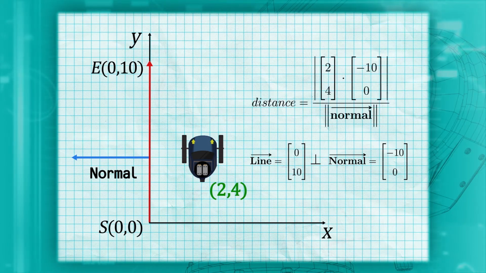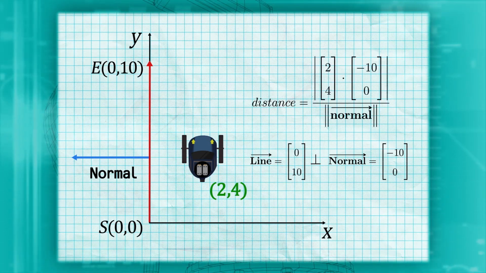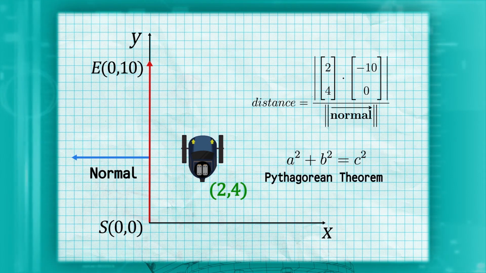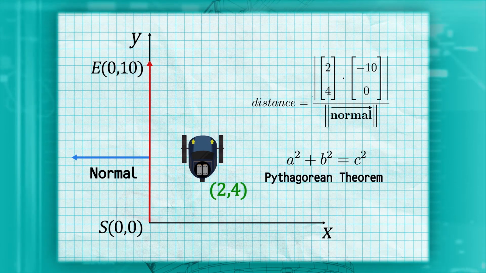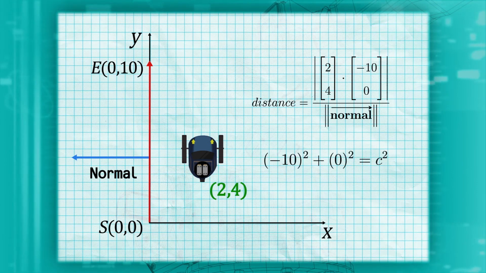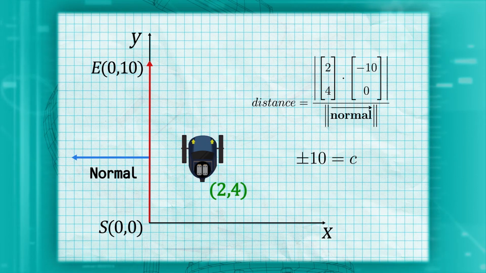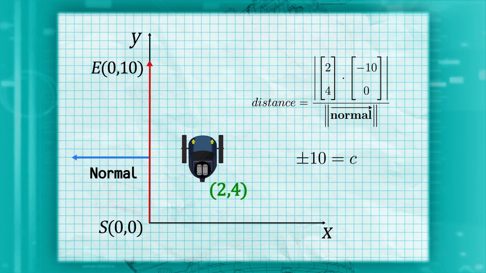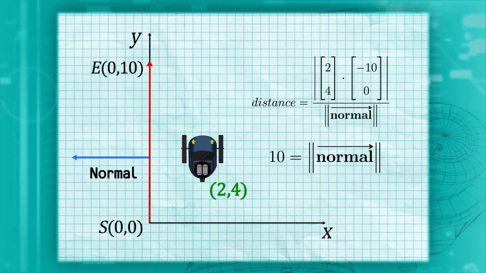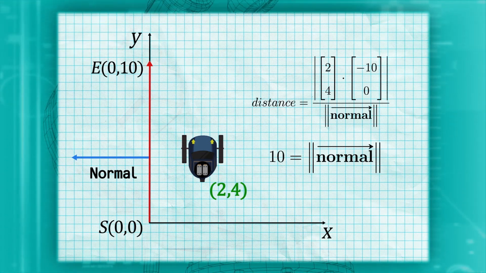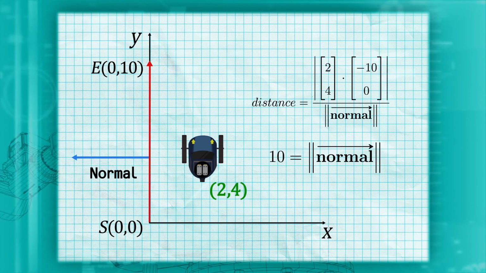We will also need the length or magnitude of the normal line. We can use the Pythagorean theorem to determine this. Using the x and y components of the vector for a and b, we get plus or minus 10 as our answer. Since length is positive, we can discard the minus 10 possible root and arrive at our final answer, 10. We use the double vertical bars to mean the length of a vector.